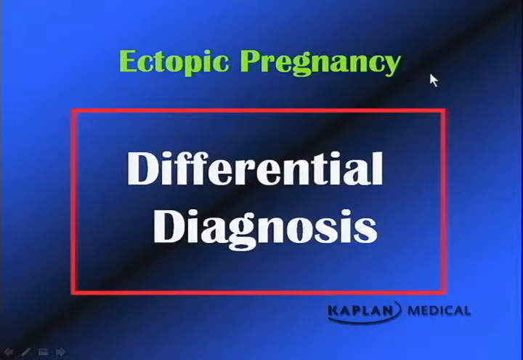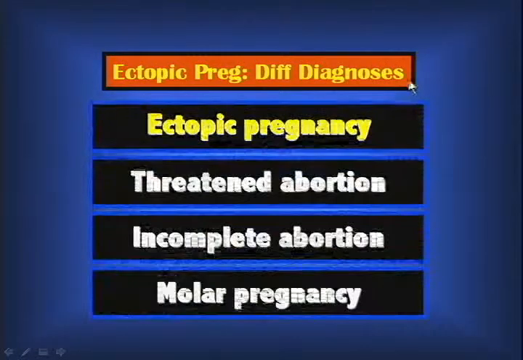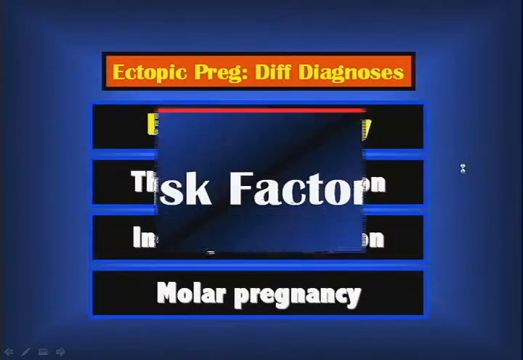The differential diagnosis of a patient who has an ectopic includes threatened abortion, incomplete abortion, molar pregnancy. And how are we going to tell the difference between these? Ultrasound, speculum exam. We've already talked about threatened abortion, incomplete abortion, and we'll talk about molar pregnancy later on.